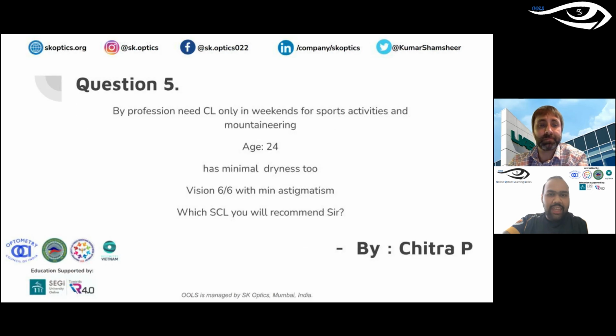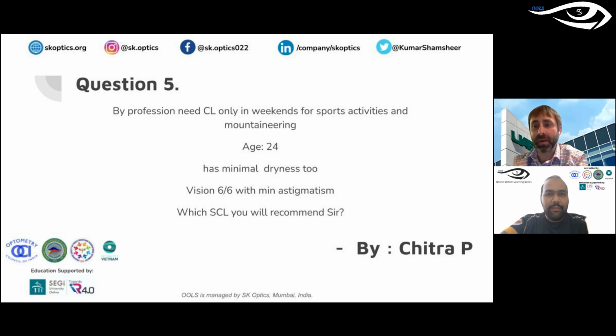This is a kind of a case. A 24-year-old patient wants to wear contact lenses only on the weekends for his sport activities and mountaineering. So any suggestions on what would be the choice of contact lenses? He has minimal astigmatism. Vision is 20/20 or 6/6. But these are the details we have from the patient demographics. Would you have any suggestions of contact lenses for him?